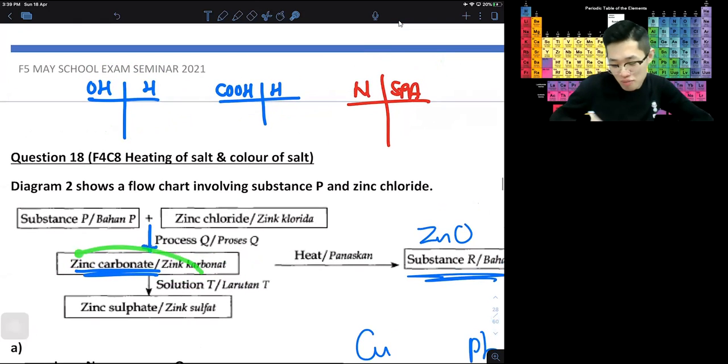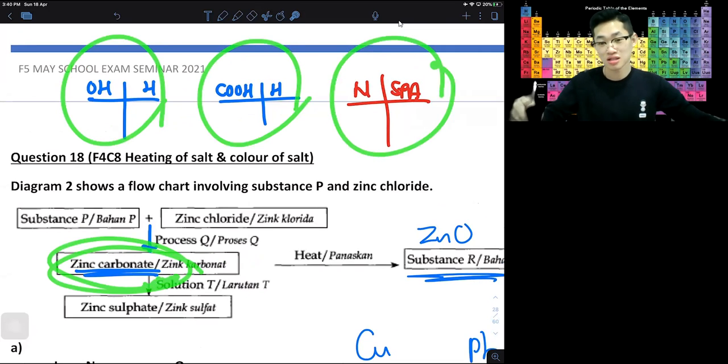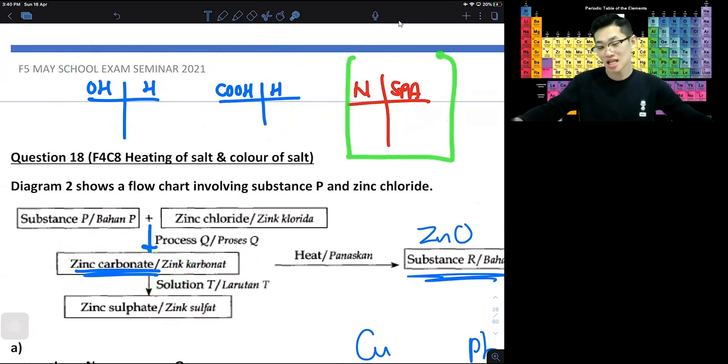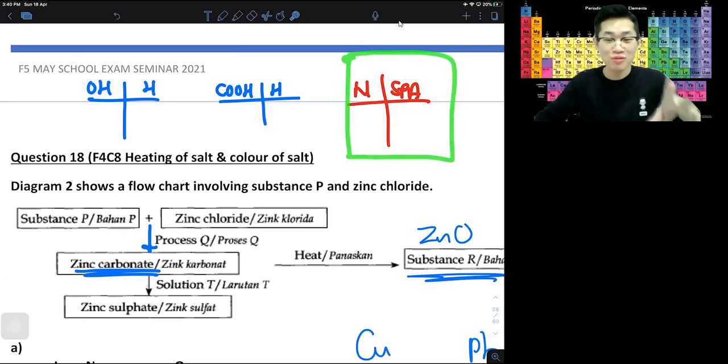Zinc carbonate, soluble or not? Soluble or not? If no, then which method do we use? Insoluble, then which one do we use? Yes, we use number 3. We use number 3. So you must know the solubility very well.